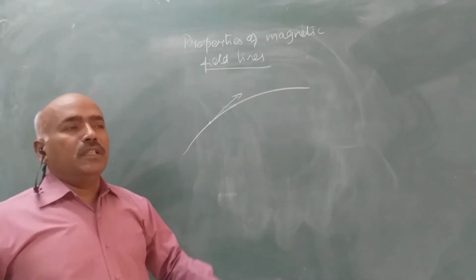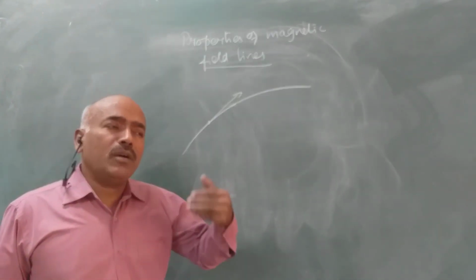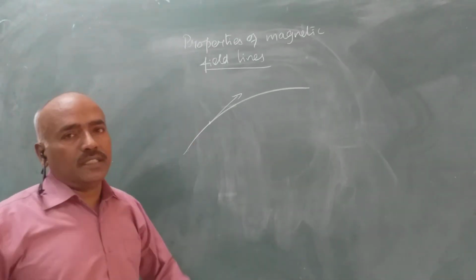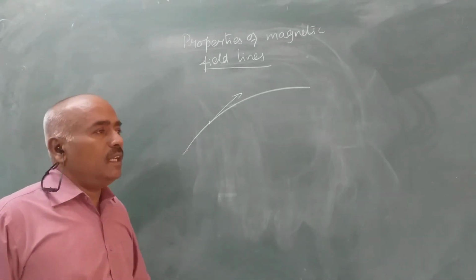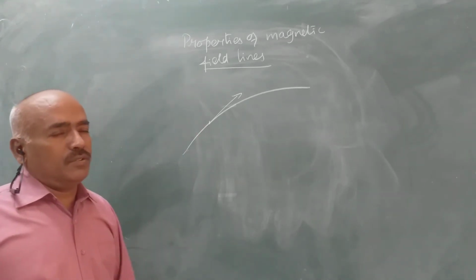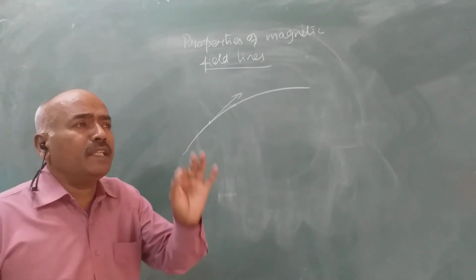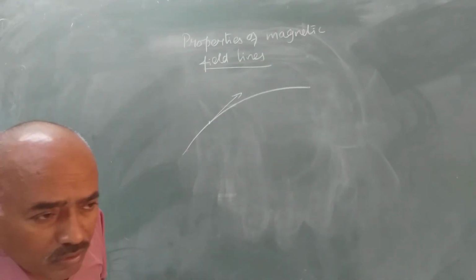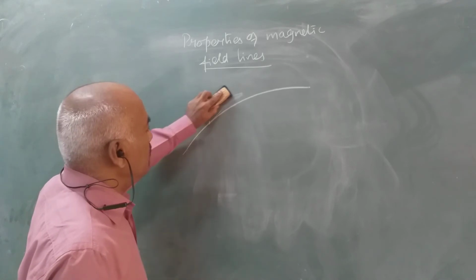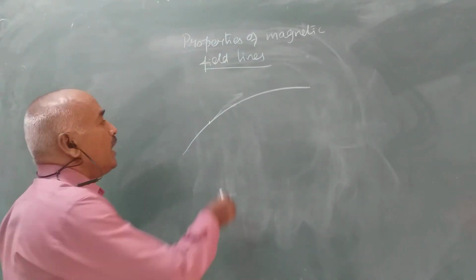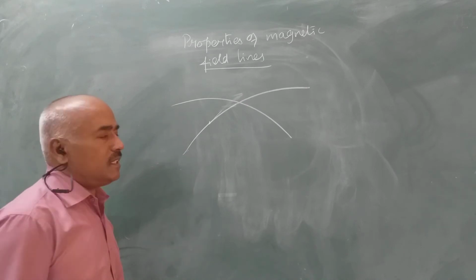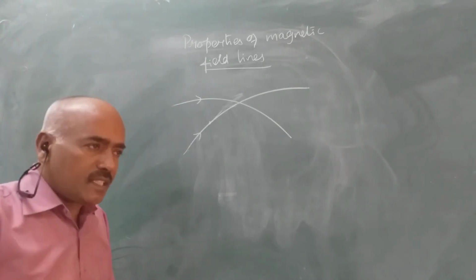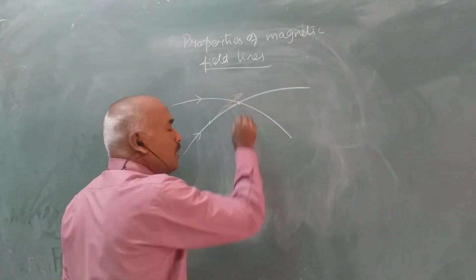When we draw a number of lines around the bar magnet or around any magnetic source, no line will intersect each other. Magnetic field lines never intersect each other. So why do they not intersect? Suppose we assume that two lines are intersecting. This is one field line, this is another field line, and they are intersecting each other. At the point of intersection, what happens?